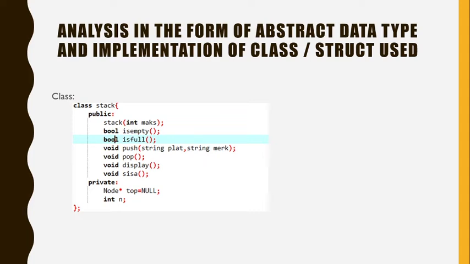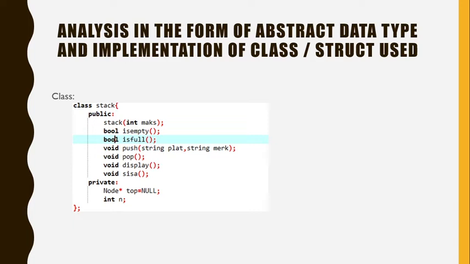Analysis in the form of abstract data type and implementation of class or struct use. The first one is class. For the class implementation, we use the class name stack. There are two modifiers here, public and private, and here are a few constructors and methods. In public, we have the methods isEmpty, isFull, push, pop, display, and sisa. And the last one is stack, which is the constructor of the class.